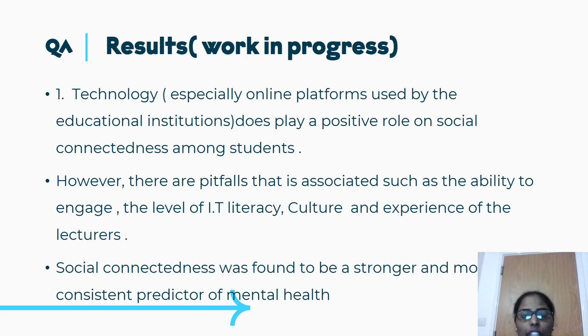And the answer, they mentioned that yes, technology plays a pivotal role on social connectedness among students. However, there are pitfalls associated, such as the ability to engage, the level of IT literacy, culture, and experience of the lecturers. Social connectedness was found to be a stronger and more consistent predictor of mental health. It is important to discuss all the aspects so we know how to engage with the students and also encourage the students to engage with their fellow students in order to improve their social connectedness.